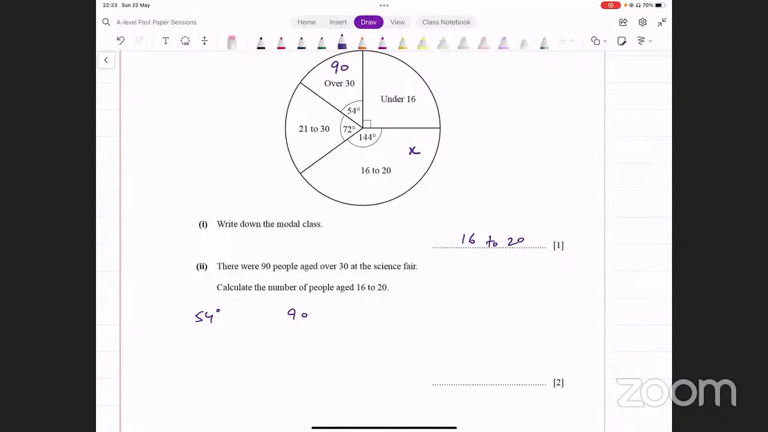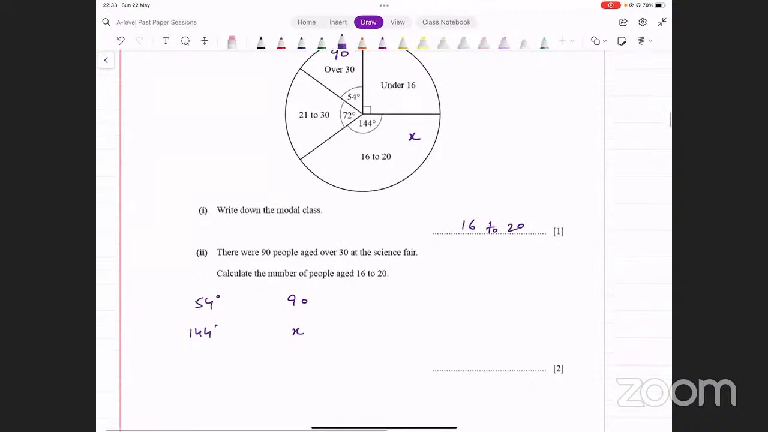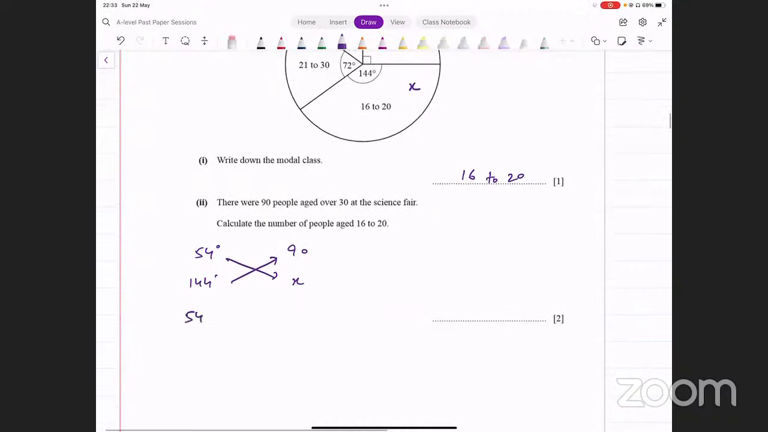तो 144 degrees जो है वो किसको कॉरेस्पॉन्ड करेगा? Let's call that x. Again, we can cross multiply. उसको fraction से भी कर सकते हैं, cross multiplication से भी कर सकते हैं. This is what we get. We have 54x that equals 90 into 144, and we're going to get the value of x from here. ये देख लें क्या आता है हमारे पास 144 into 90 divided by 54, and that gives me 240, and that's what you should be getting here. The number of people in this sector here, that is 240.